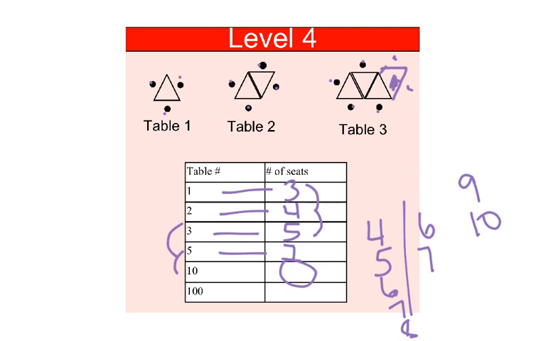So 6, 7, then it would be 8, then it would be 9. Then it would be 10, then it would be 11, then it would be 12. So table 10 would have 12 seats. Your job is to figure out, well, what would table 100 have? Hopefully that'll help you with level 4 on your worksheet.